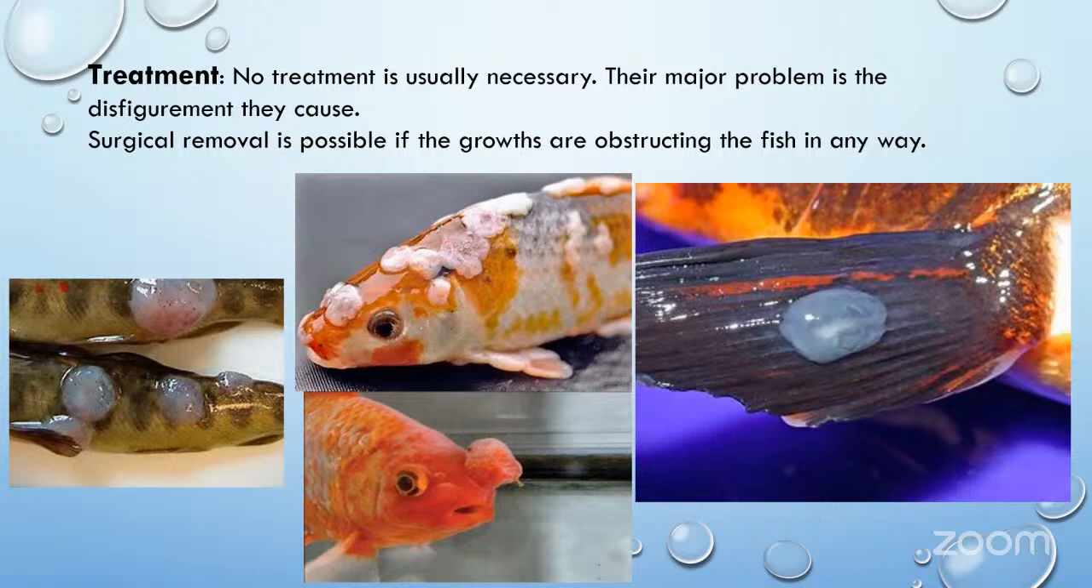You can see in this picture how the nodules have grown all over the body, on the fins, even on the eye area. On the dorsal side or ventral side, any side, these nodules can form on the fish body.